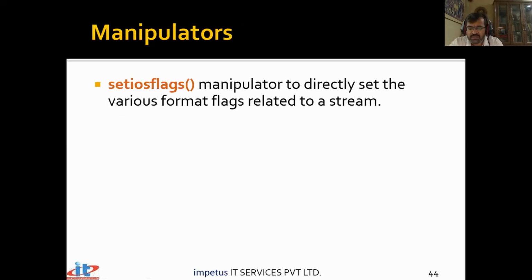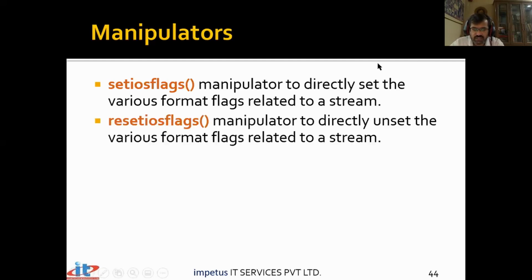Last time we had seen a method called setf. Setf was a method that was used to set a particular flag on. But today, instead of setf, we are going to use setiosflags. It's a manipulator function. This is to be directly inserted into the stream. You may be wondering, how do we insert a manipulator into a stream? Don't worry, you'll understand as I go ahead with the demonstration.